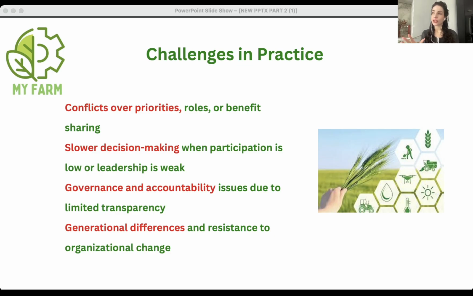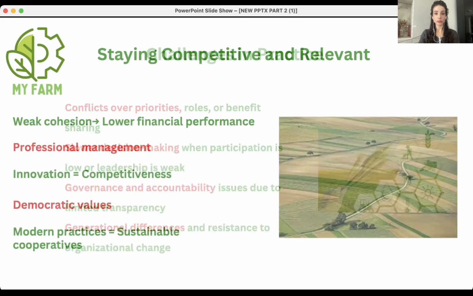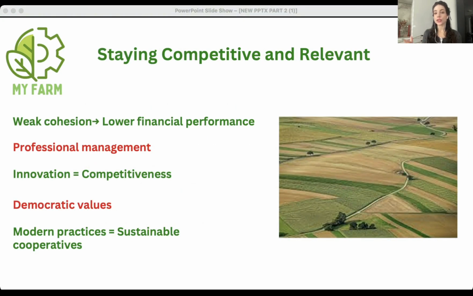If we look at the challenges in practice, we can see that despite their advantages, cooperatives face real-world challenges. For example, internal conflicts over priorities or benefits, inefficient decision-making when participation is low or leadership style is weak, and governance issues. This happens especially when management lacks transparency. Then there are generational differences. This happens when younger generations resist traditional structures. Of course, such issues can threaten cohesion and financial performance in the end.